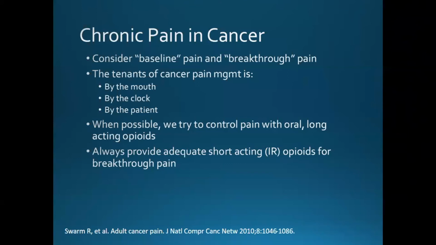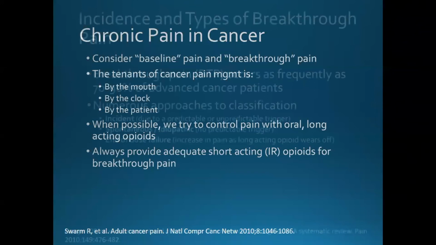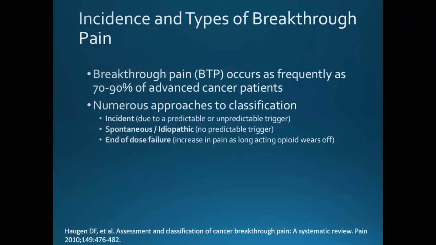And you always, always provide immediate release opioid for breakthrough pain. Okay. Breakthrough pain is going to happen a lot in cancer. It's going to happen a lot. And it can happen for a number of different reasons. And this is important to remember too. It can happen because your long-acting drug is wearing off, leading to dose failure. It can happen because I'm doing something to you, like bathing you, moving you, affecting some area that's been involved by the tumor. Or it can be true, spontaneous, idiopathic breakthrough pain. And that happens.